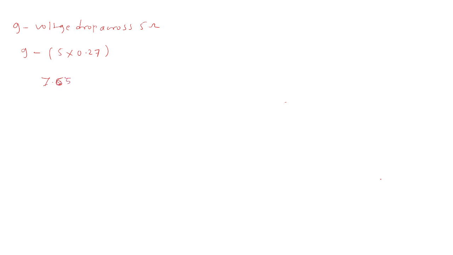7.65 is nothing but voltage across the CD terminal. But I know that voltage across CD is nothing but my VTH. So VTH is 7.65 volt. I hope it is clear to all. VTH आपण कसा फाइंड केलेला आहे आत्ताच्या नेटवर्कमध्ये, समजतंय का? So VTH is nothing but 7.65.